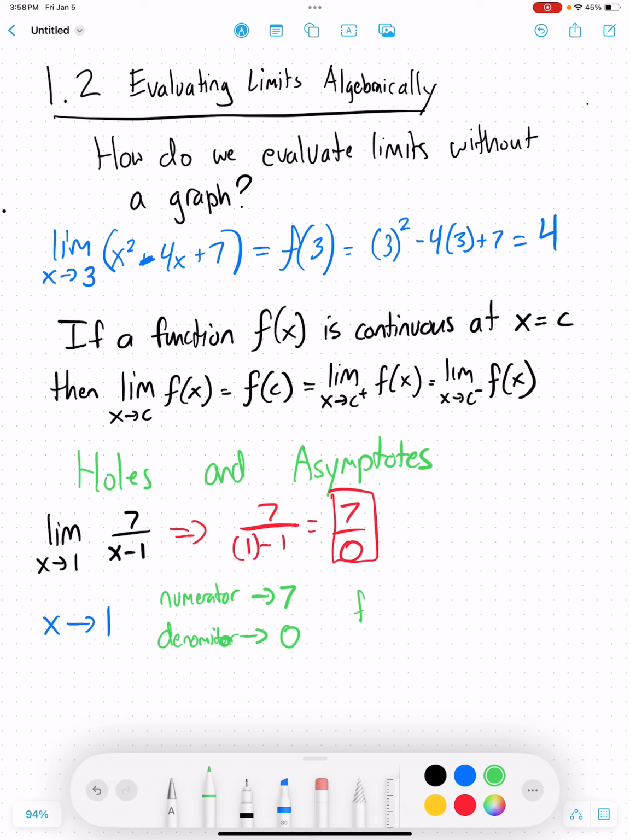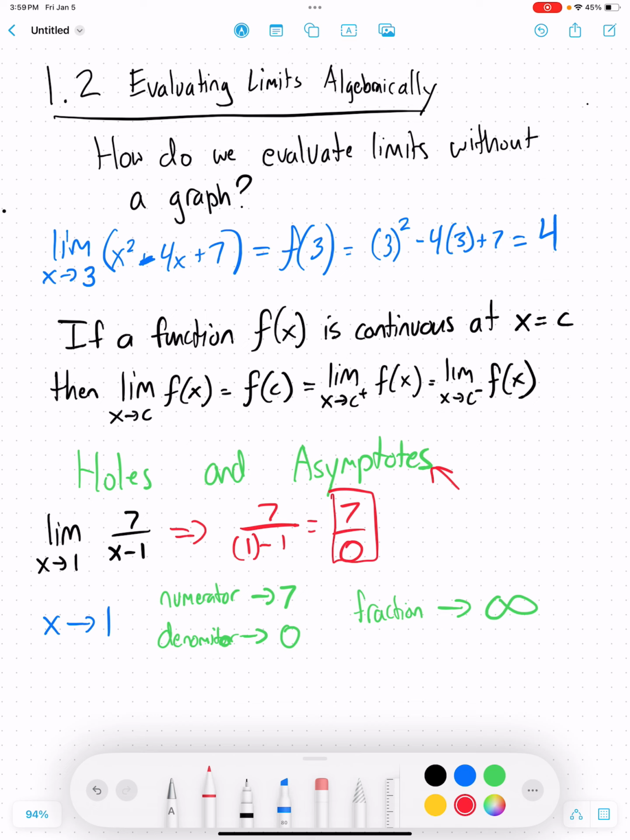Well, it turns out the fraction as a whole is going to approach some infinite value. If your denominator gets infinitely small, the number as a whole gets infinitely large. Right? Think about 7 over 0.1, 7 over 0.01, 7 over 0.001. As I let that denominator get infinitely small, my number gets infinitely large. Okay, so this tells me that my function value is approaching some infinite value. So I'm not working with a hole here. I'm working with an asymptote.